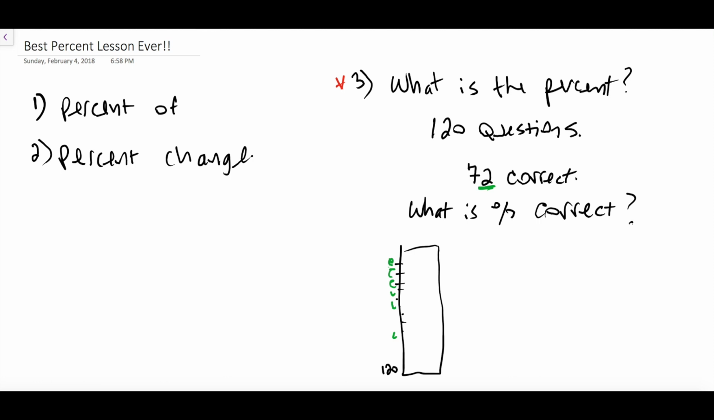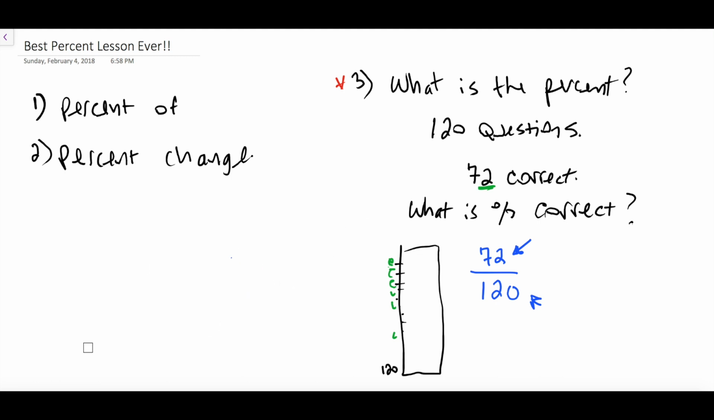It's going to be 72 divided by 120. It's the percent of what you want out of your total. 72 out of 120. I don't want to give you out of 100 because if you got an 82 out of 100, it's too easy. You got a 0.82. And what is a 0.82? 82%. You got 82%.